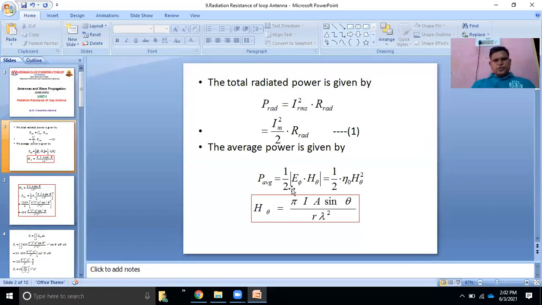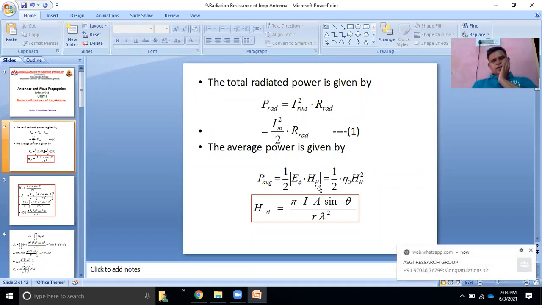Here, the average power is equal to half the magnitude of E theta H phi. You can write this in terms of E theta, E phi, H theta. This is the main difference you have to understand in the loop antenna compared to the dipole antenna. In a dipole antenna, we have the H phi component and the electric field as the E theta component. But in the loop antenna, the magnetic field has a theta component and the electric field has a phi component.